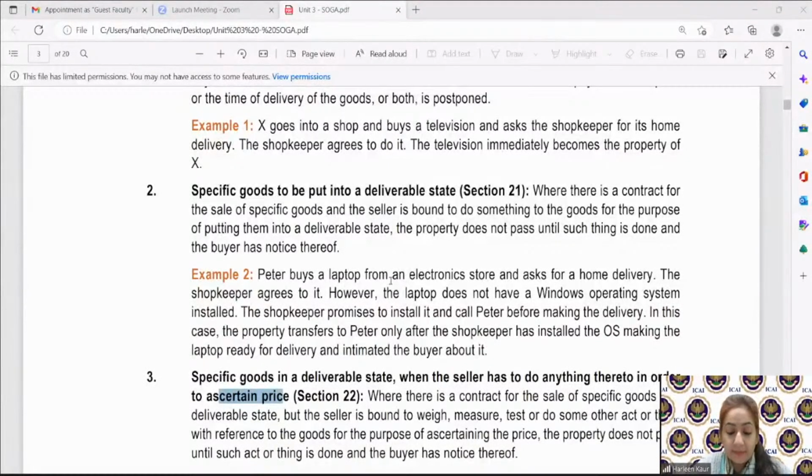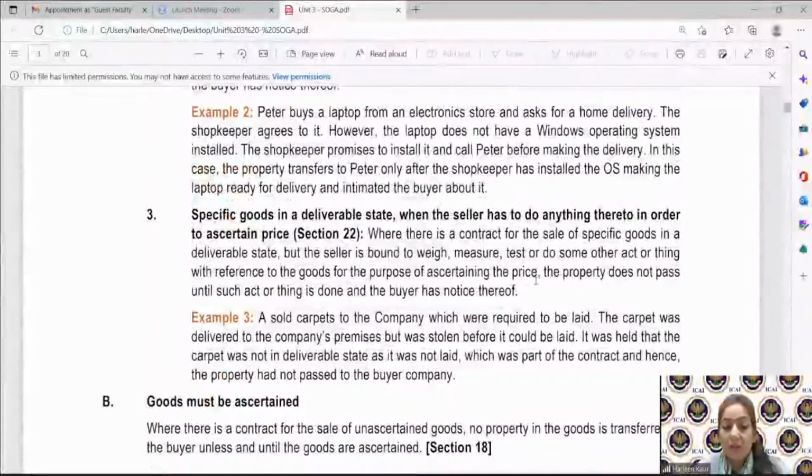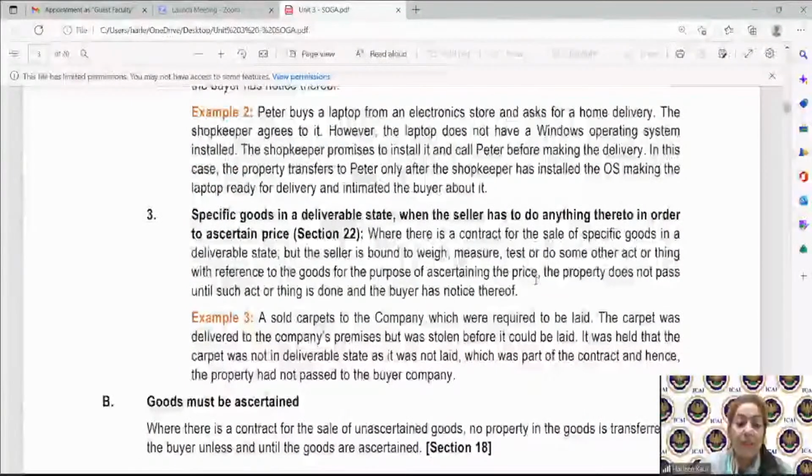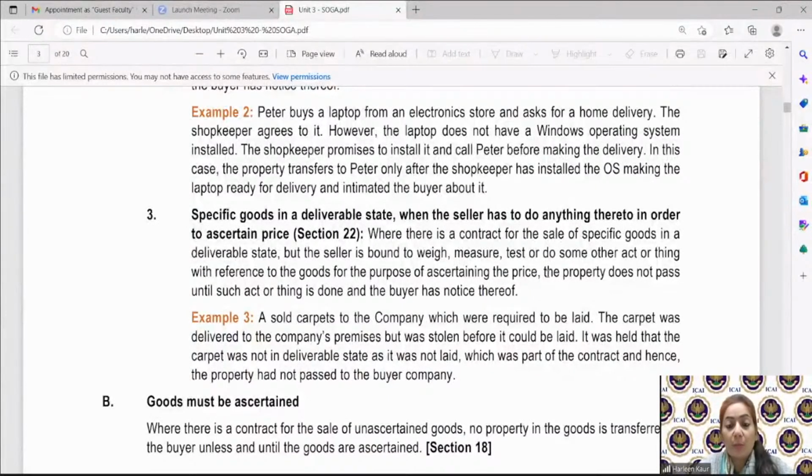All right. So I hope all the doubts have been cleared. Let's move forward. The goods which are put in a deliverable state, section 21 is also done, and something has to be done to determine the price of the goods. That is also absolutely clear. In that case, once the price has been determined, once the goods are made ready to be delivered, and the buyer has notice of it, the property is set to be transferred.